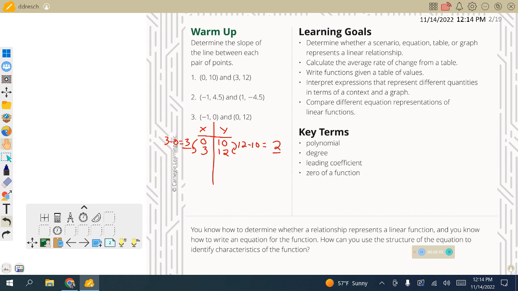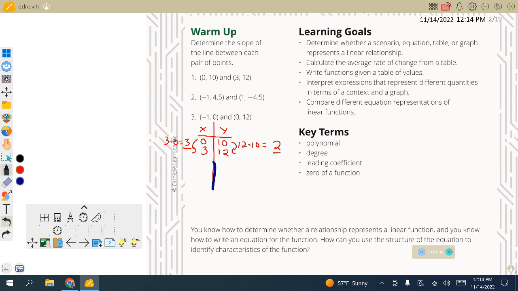So that's all we need to do, because they already told us it was linear. We just want to know, what is the slope here, that rise and run? And we just calculated it by you determining the change in the y, which was 2, and the change in the x, which is 3.